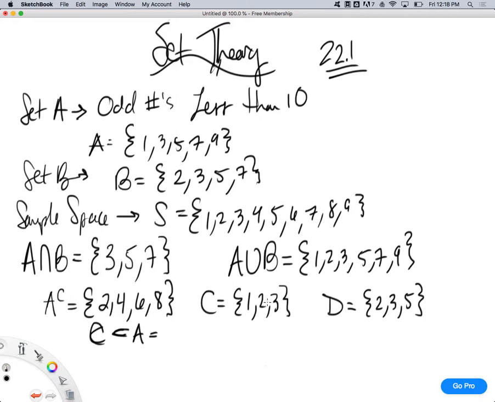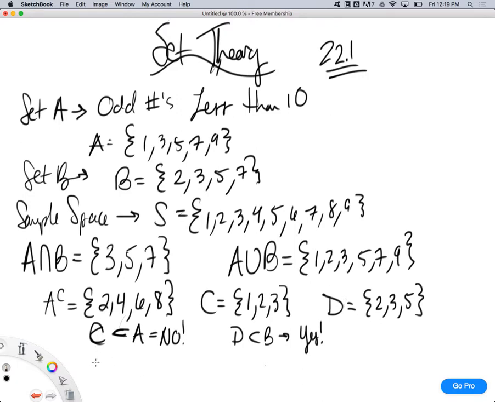Well, C has 1, 2, and 3, but is 2 in set A? No, the 2 isn't in set A, so in order for it to be a subset, everything in C has to also be in A. That's what makes it a subset. So C is a subset of A? No. Then I say, is D a subset of B? And D has 2, 3, and 5. Well, 2, 3, and 5 are in B, so this is yes, because everything in D is also in B.